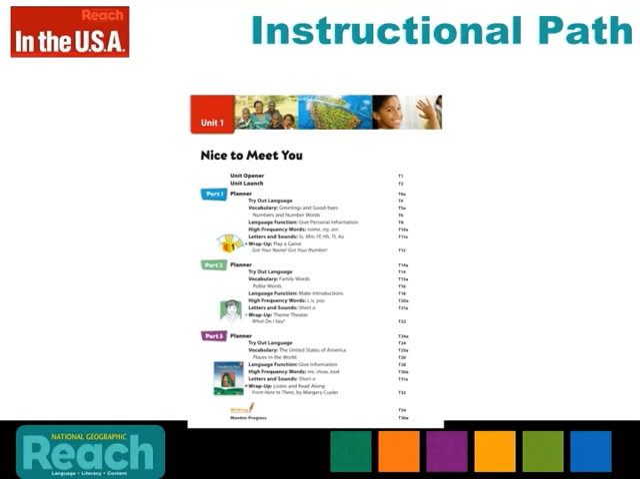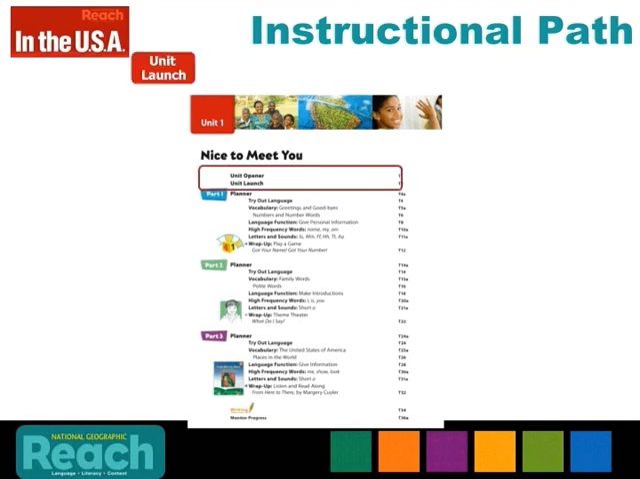Now let's take a look at the Newcomer support, In the USA, that can be used with Reach. Here's a quick look at the lesson flow. In the USA helps newcomers develop language, survival vocabulary, and the basic building blocks of literacy for newly arrived and pre-literate students. There are 10 units in the USA, and they all follow the same instructional path.